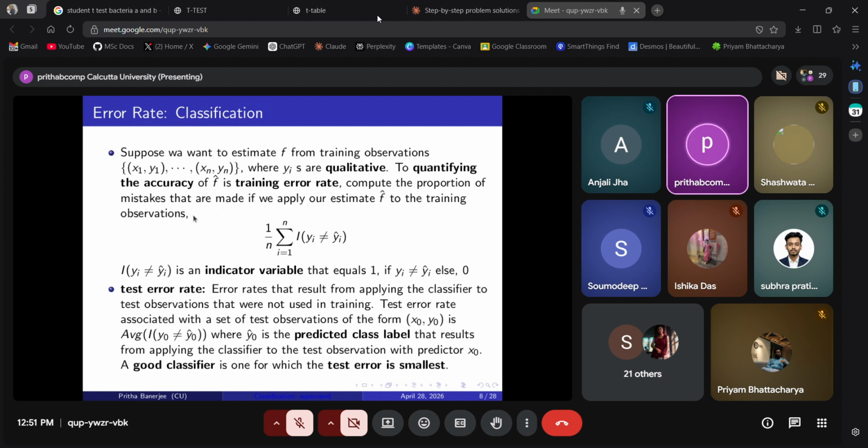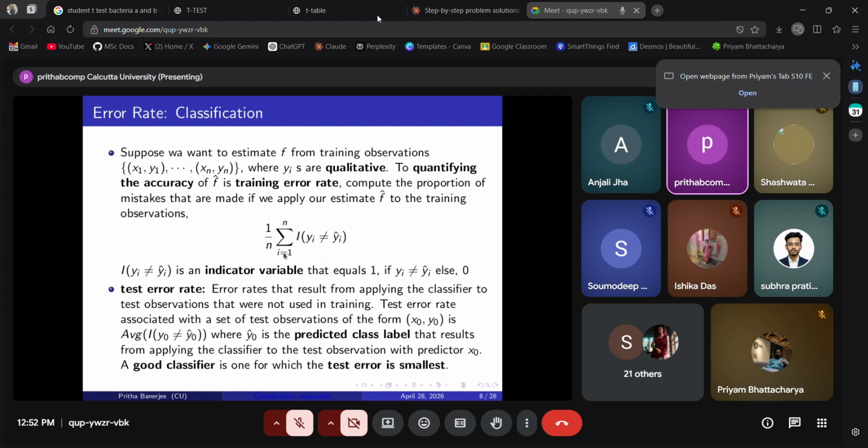We compute the proportion of mistakes that are made if we apply our estimate f cap to the training observations. In linear regression, we check the difference between the predicted value and the original value in the data set. Here also we are doing the same thing, an average of how many mistakes we have made, where the class was A and we have said it's the other one. That can be written mathematically in this fashion: 1 by n is the average of mistakes.